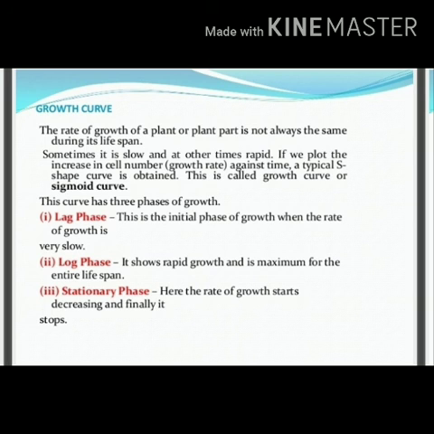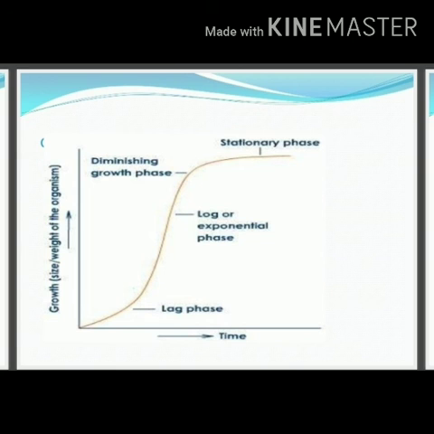The rate of growth of a plant is not always the same during its entire lifespan. Sometimes it is slow and sometimes it is rapid. Growth curve is basically a graphic representation of total growth against time. Here you can see a sigmoid growth curve. In this growth curve, there are three phases: lag phase, log or exponential phase, and stationary phase.